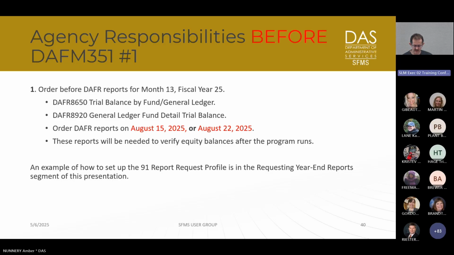These reports must be run on either August 15th, which is period 13 close, or on August 22nd, because our requestable reports are only run on Fridays. So these dates are after the FY25 transactions have been completed, but before the closing program runs. The agency will need these reports to verify the GL account balances resulting from the close.